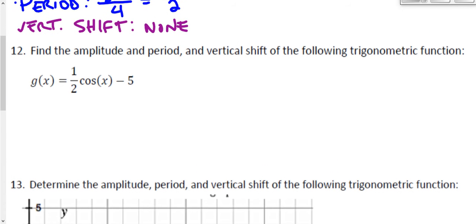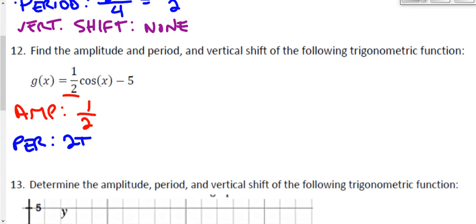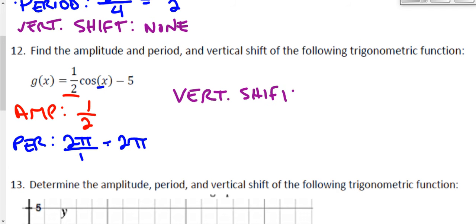Let's find the amplitude, period, and vertical shift for this guy. The amplitude, again, is given by the value in front of our trig function. So the amplitude is 1/2. The period is given by 2 pi divided by the number in with x. And we don't have one, so it's an invisible 1, which means our period is just 2 pi. And for our vertical shift, we're looking for any number being added or subtracted afterward. We have a -5, so we're going down 5 spaces.